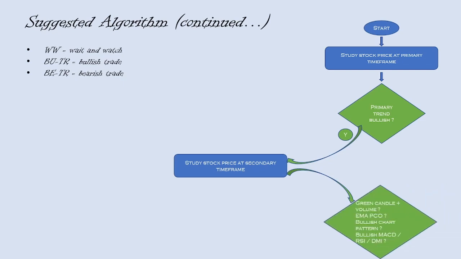You have a green candle with good volume. You have an EMA crossover, positive crossover. You have a bullish candle or chart pattern. You have MACD, RSI, DMI, all three giving you bullish signals and all that. Okay. If these all signals are there, and if you get all these signals, if it is a yes, then you take a bullish trade. That's why I have said if yes, then BU-TR, bullish trade.